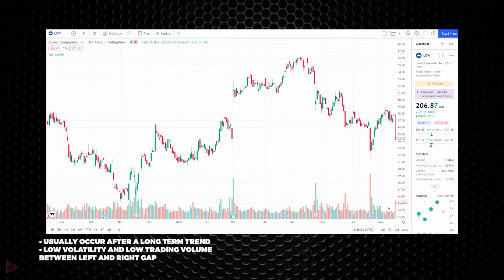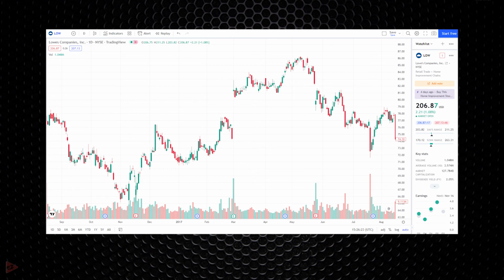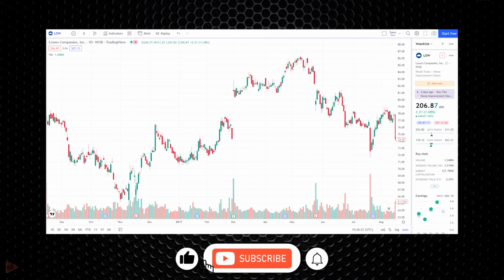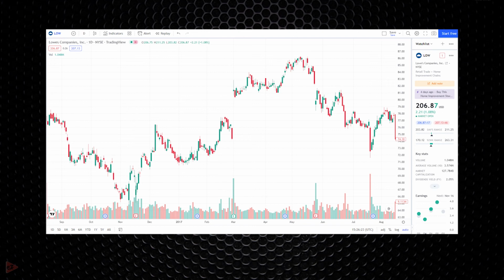Between the left and right-hand side gap, what we generally see is a low amount of volatility, a low trading volume for many days, and it could even be weeks. And also what we usually see is volume increase upon completion of the second gap forming the island, especially when we're looking at an island top. The same is not necessarily true for an island bottom, but that's just a detail really.